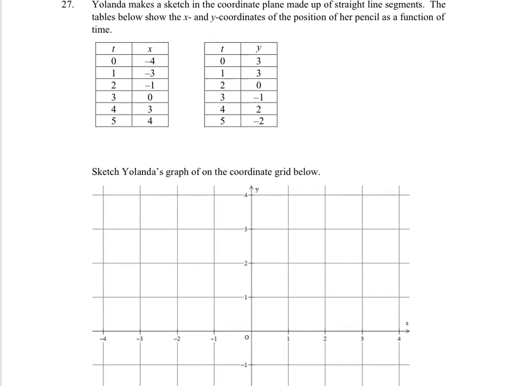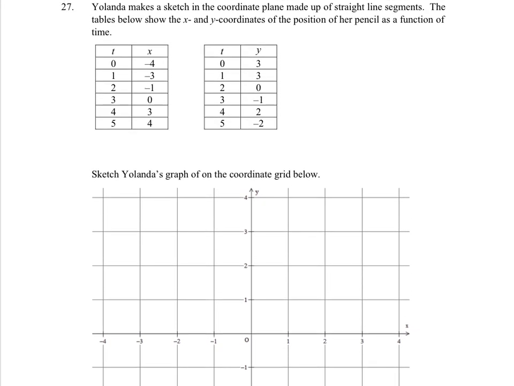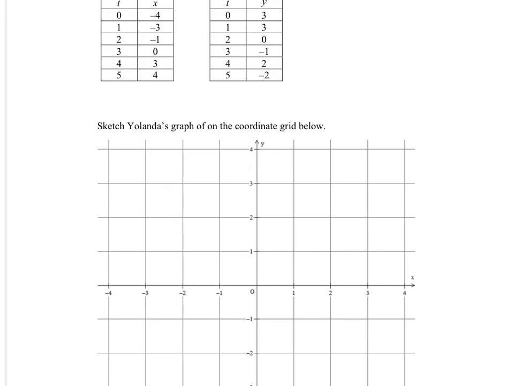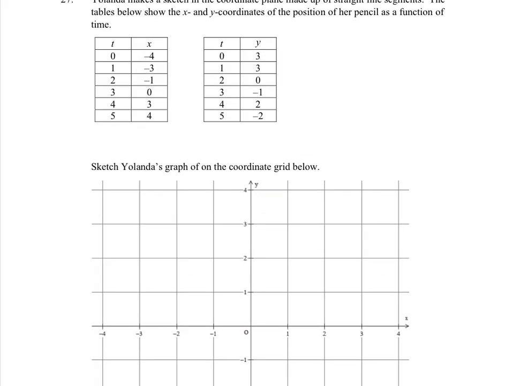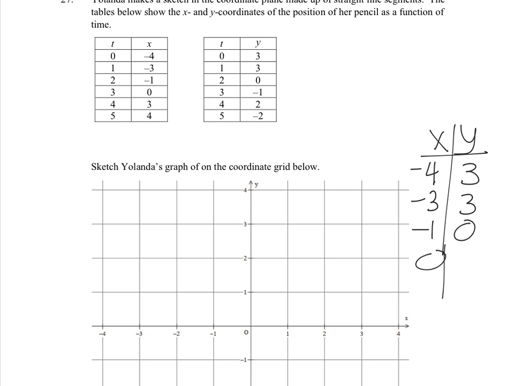Okay, we're going to sketch these X and Y coordinates onto the coordinate grid. So if you'd like, I'm going to do this over here so I can see it. At time 0, we're at negative 4, 3. At time 1, we're at negative 3, 3. Negative 1, 0. 0, negative 1. So these are all the points I'm going to plot.